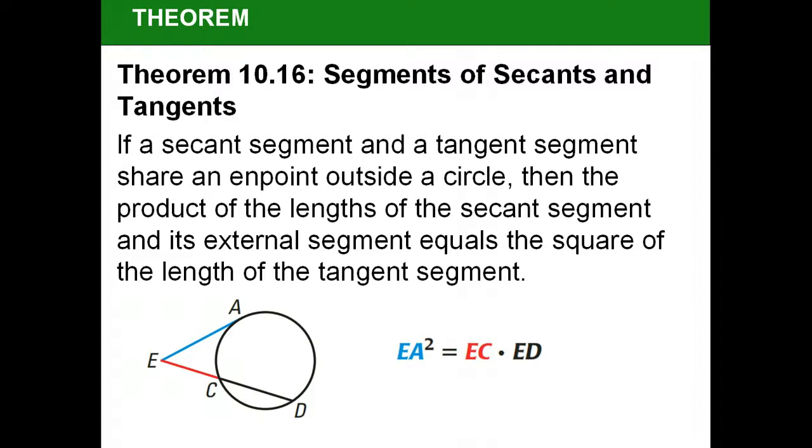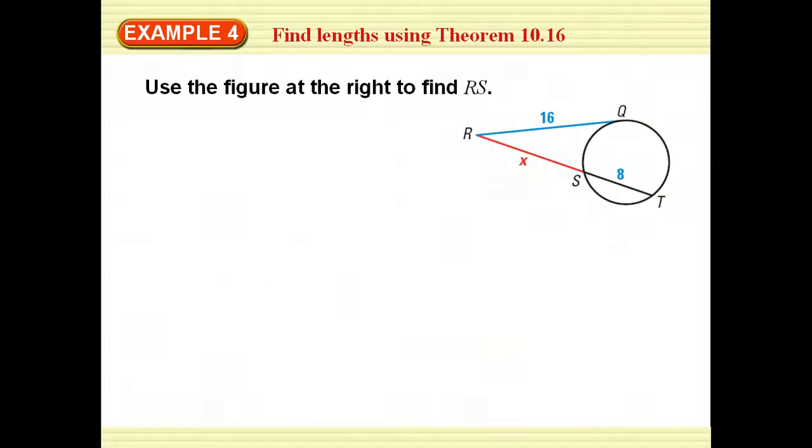Segments of secants and tangents. Now, if a secant segment and a tangent segment share an endpoint, then we know that the secant segment works as the external part times the whole thing, but how does that tangent work? Well, it actually comes out to be the square of that tangent segment.